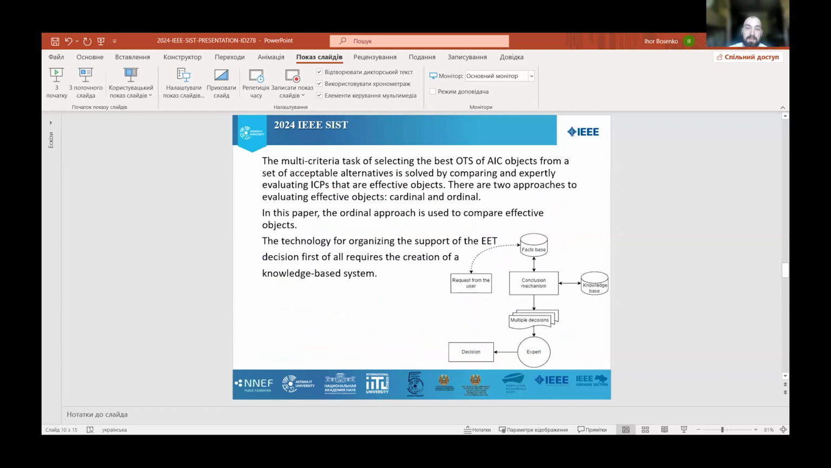The multi-criteria task of selecting the best OTS on ACE objects from a set of acceptable alternatives is solved by comparing and expertly evaluating effective objects. There are two approaches to evaluating effective objects, cardinal and ordinal. In this paper, the ordinal approach is used to compare effective objects. The technology of organization, the support of the decision, first of all, requires the creation of a knowledge-based system.